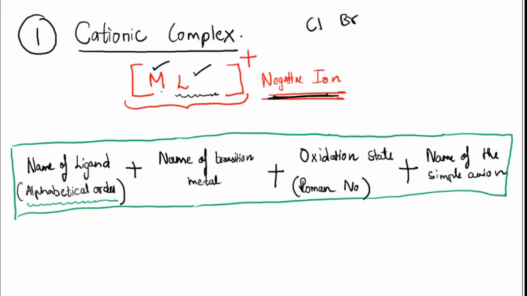Then you will come to the metal part. The metal name should be written. Calculate the oxidation state. You have already learned how to calculate the oxidation state, but still I will show you in one example. Then at the end you will go to the simple ion which is present outside.